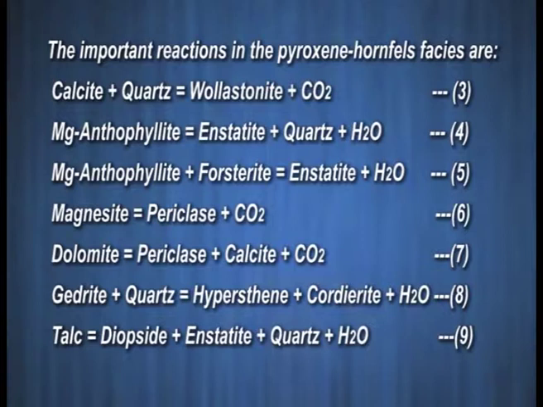Next important reaction is magnesite gives rise to periclase plus CO2. Another important reaction is dolomite gives rise to periclase plus calcite plus water. Next is cordierite plus quartz gives rise to hypersthene plus cordierite plus water. Talc gives rise to diopside plus enstatite plus quartz plus vapor. So these are the important reactions mainly occurring in the pyroxene hornfels facies.